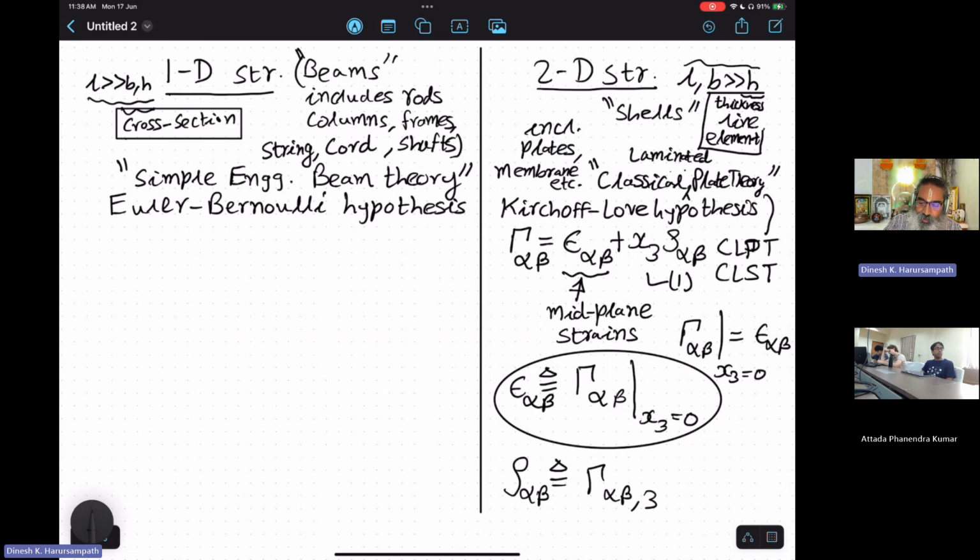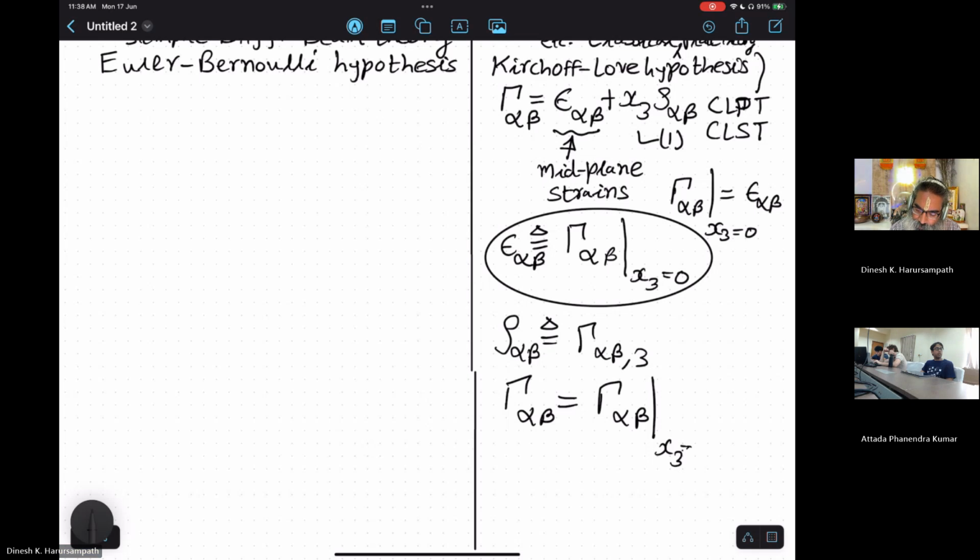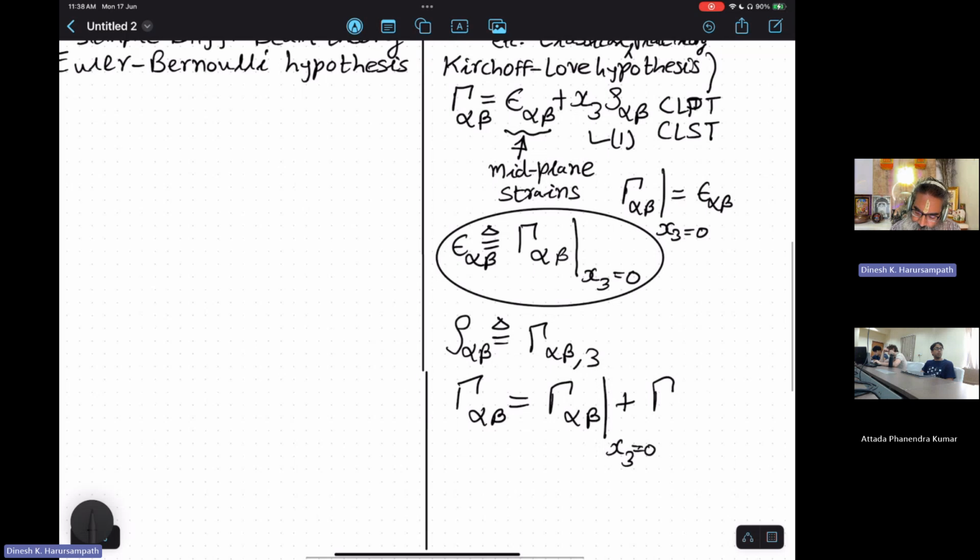So in other words, the same equation, which is your Kirchhoff-Love hypothesis, I can rewrite as gamma alpha beta is equal to, what we are saying is that it is a gamma alpha beta at x3 equal to 0 plus a gamma alpha beta comma 3 at x3 equal to 0 multiplied by x3. Okay, so that's essentially what we are saying.